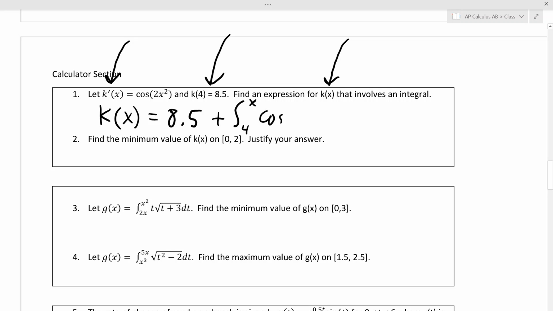So we put cosine. And it'd be super nice to put x squared right here, but we're not going to, because x is the limit that we're integrating to, right? So we got to use a different variable here, and it's just that.